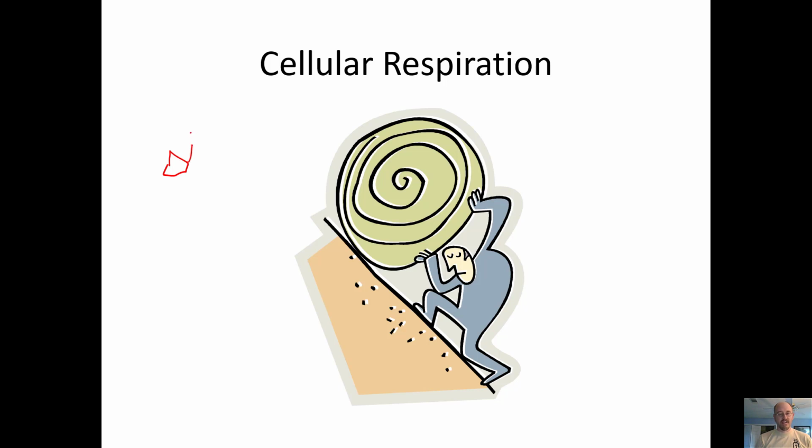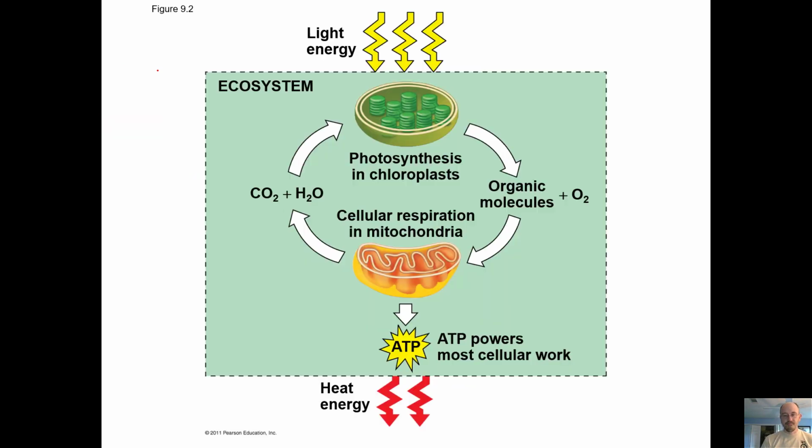And you have adenosine, which is a purine, so it's 2 rings, and then you have phosphate groups attached over here, and you have 3 of them. And when one of those phosphate groups breaks off, energy is released, and that's what powers most of cellular work.